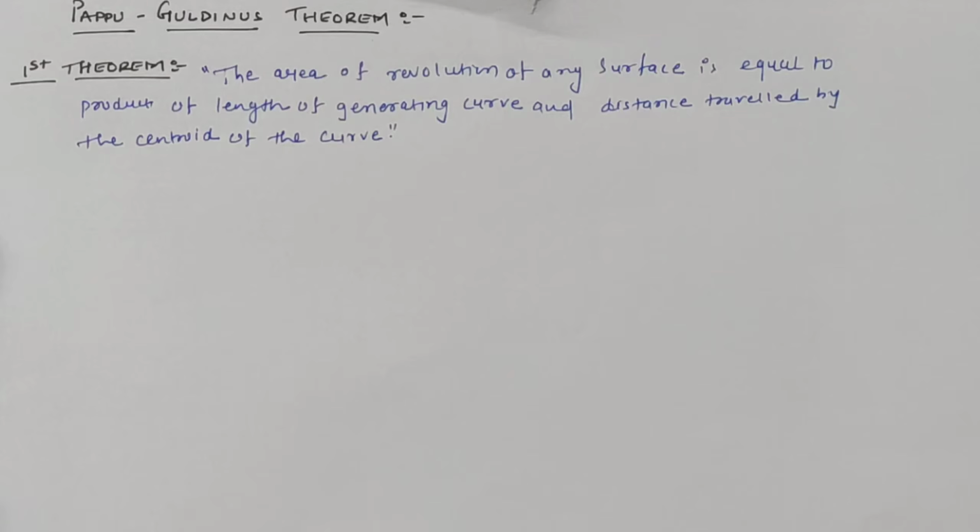which states that the area of revolution of any surface is equal to the product of the length of the generating curve which is going to be revolved about any axis and the distance traveled by the centroid of that particular curve.